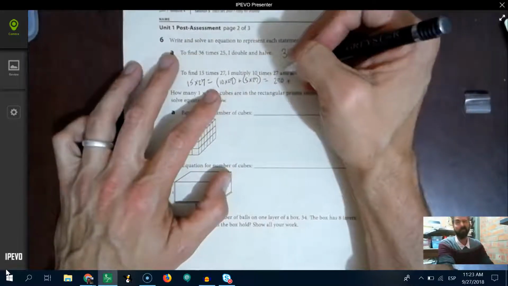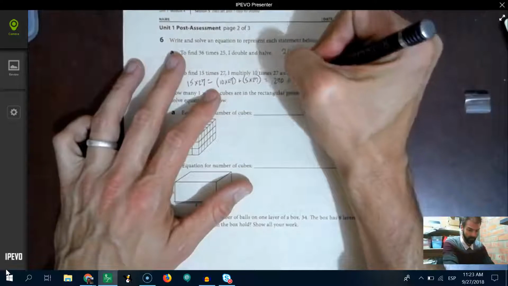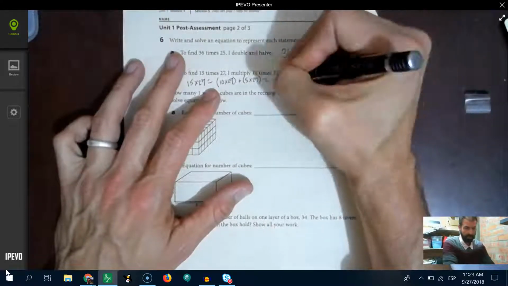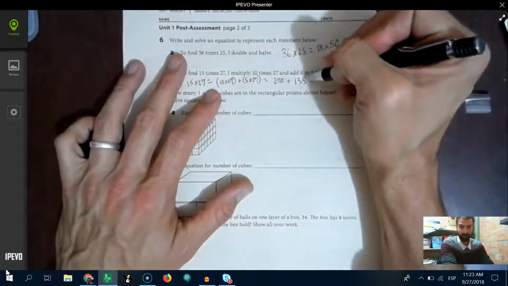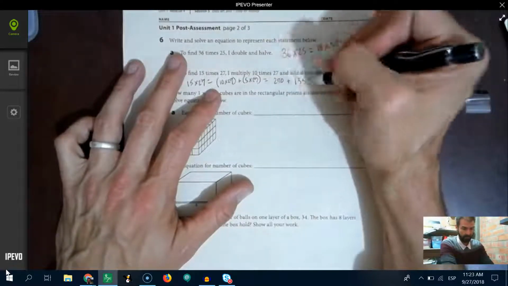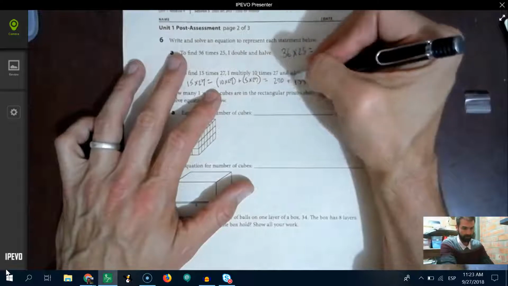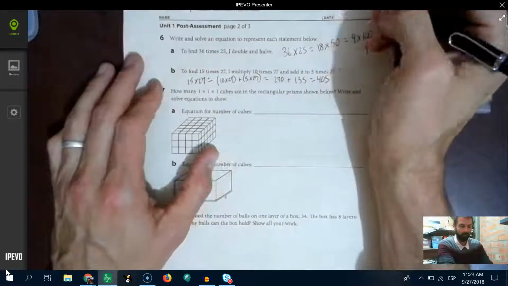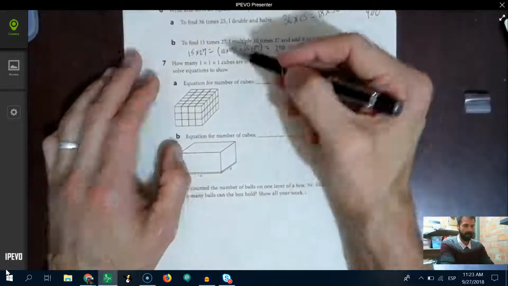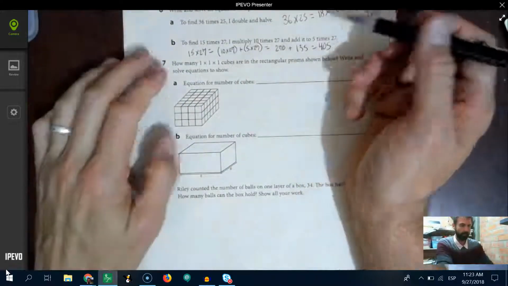So let's halve 270. 135. I'm going to add these together. I see that friendly combination of 7 and 3, so I know that's a 10. So that's 200, 300, 405. I shouldn't say and. 405. Alright, so how many 1 by 1 by 1 cubes are in the rectangular prisms shown below?